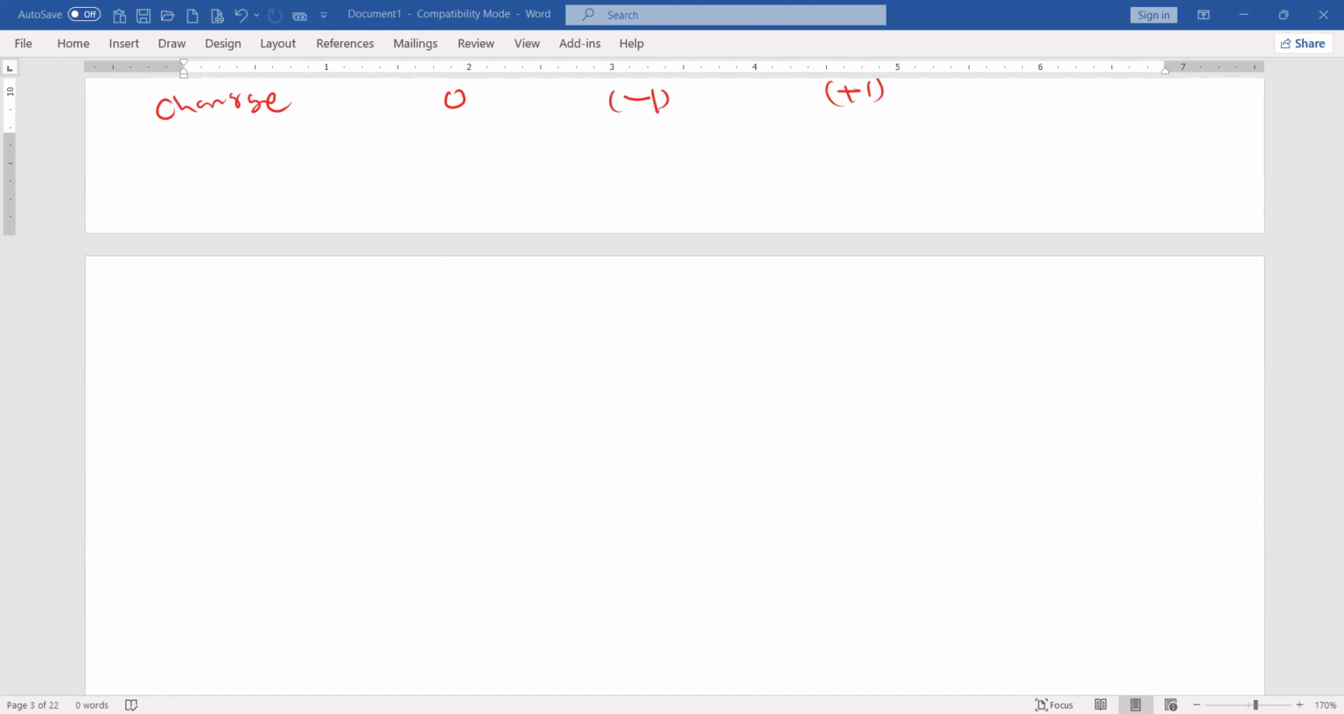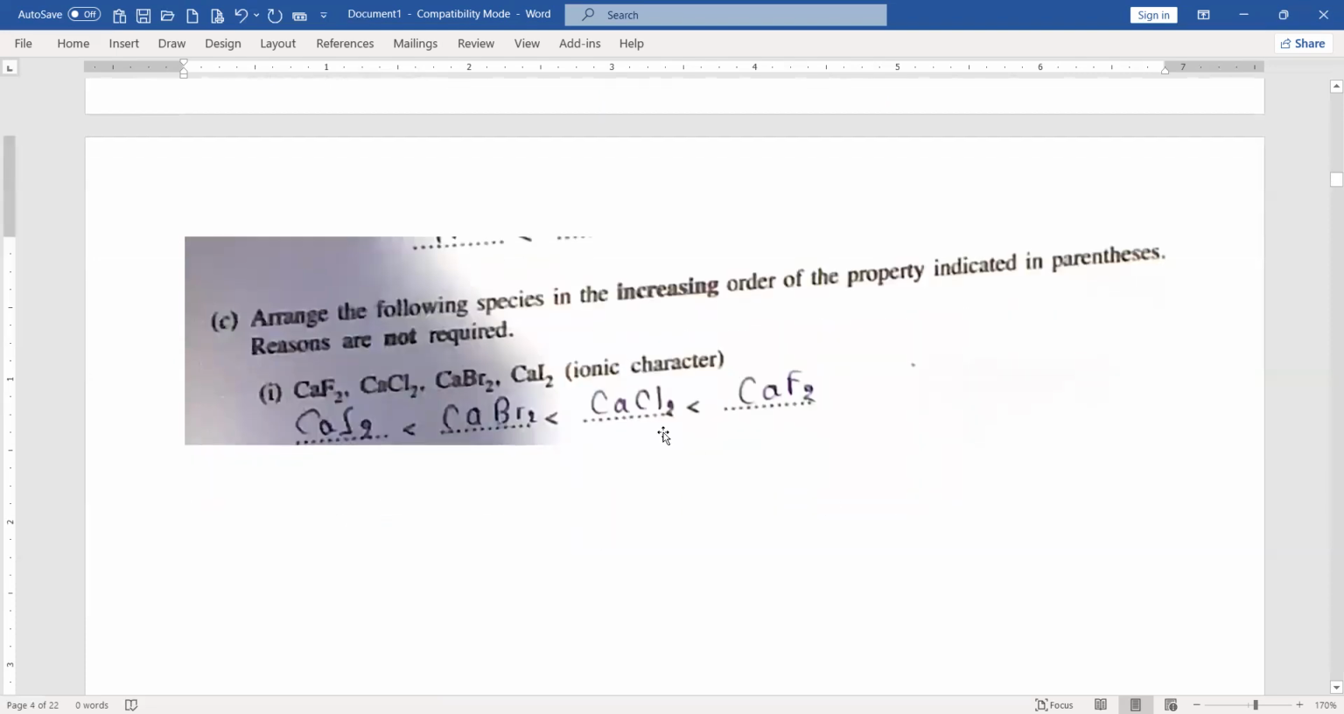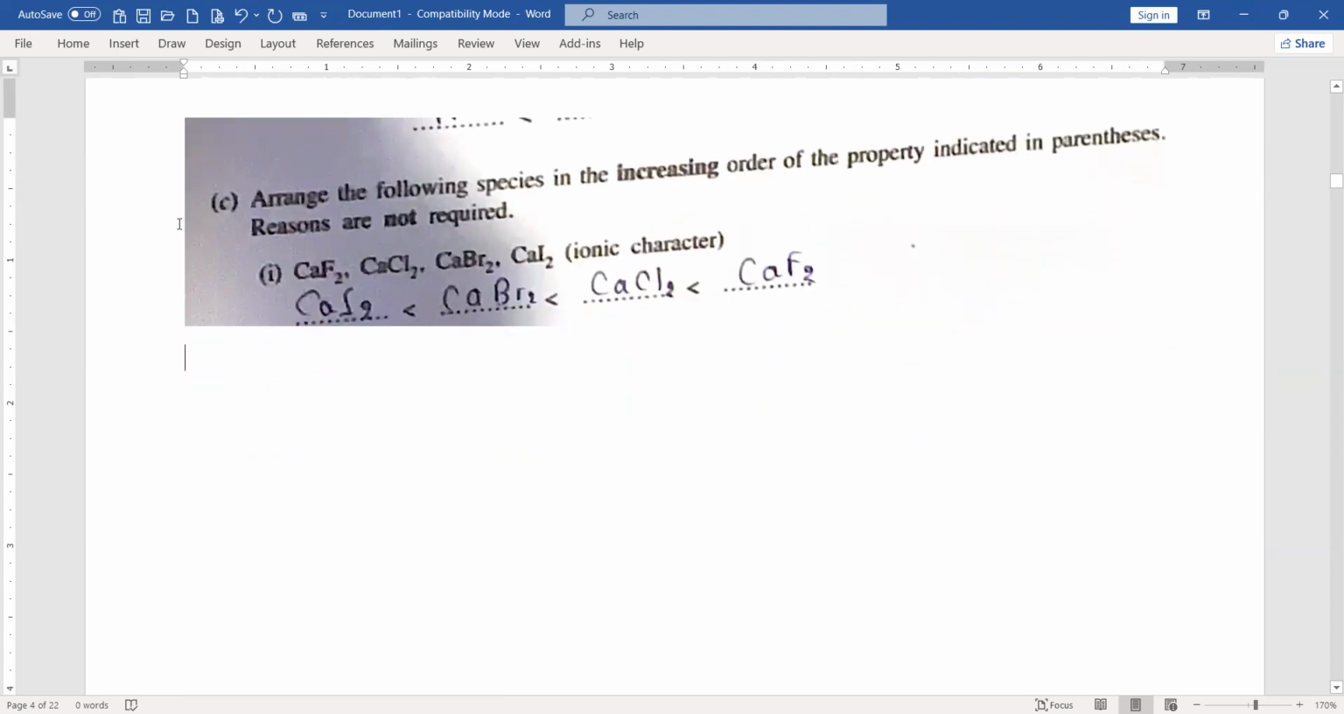First one, arrange the species in the increasing order of the property indicated in the parentheses. So calcium chloride, bromide, iodide, ionic character. Ionic character, we can explain using different methods, so different theories, but here I am going to use the polarizing power and the polarizability. Polarizing power of the cation and polarizability of the anion.